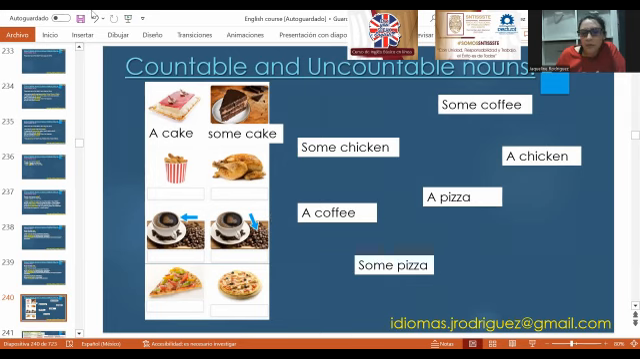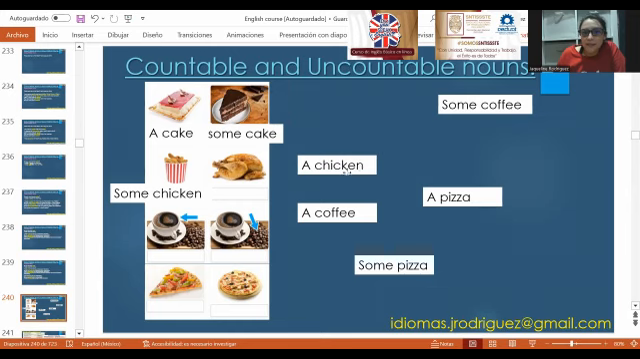Then, vamos a comer algo de pollo. ¿Qué se imaginan? Ok, algo de pollo. No sé si, ni siquiera sé si aquí hay un pollo completo, si es la mitad, si son piezas de más. ¿No? O sea, es algo, solo algo de pollo. No tengo una cantidad específica. Y este sí es un pollo, dices, a chicken. Okay, so this is some chicken, a chicken.